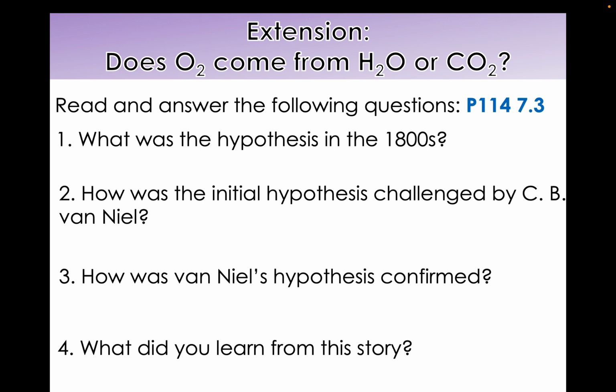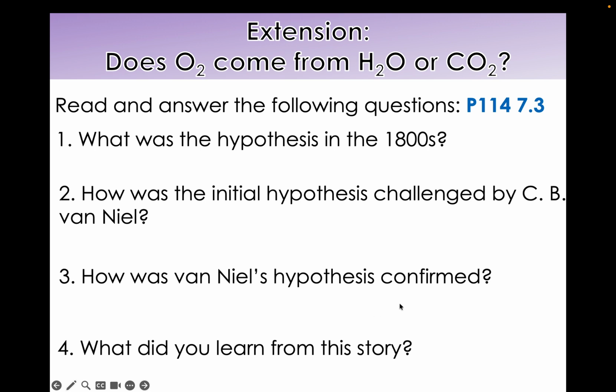So what was the hypothesis in the 1800s? We used to think that the oxygen that came from photosynthesis actually came from carbon dioxide, not water. This was the initial hypothesis. But then C.B. van Niel proposed that the water was actually the one releasing the oxygen. So how did van Niel's hypothesis get confirmed?